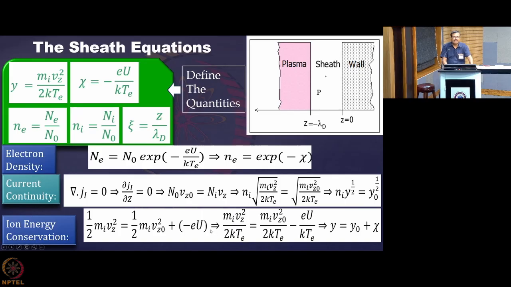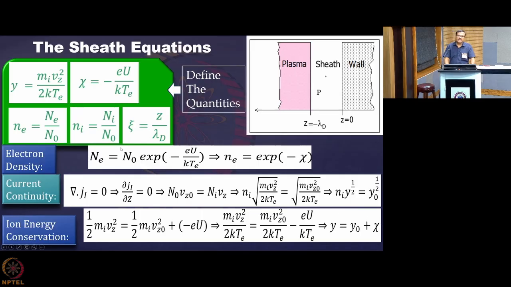Then what you do, you divide both sides by kTe, because this half is there. So you are getting kTe over here, kTe over here, and this kTe over here. Now as per our dimensionless parameter definition, this is nothing but y, this is nothing but y0, and this one is nothing but chi, the potential energy. So, what we are getting? y equal to y0 plus chi.